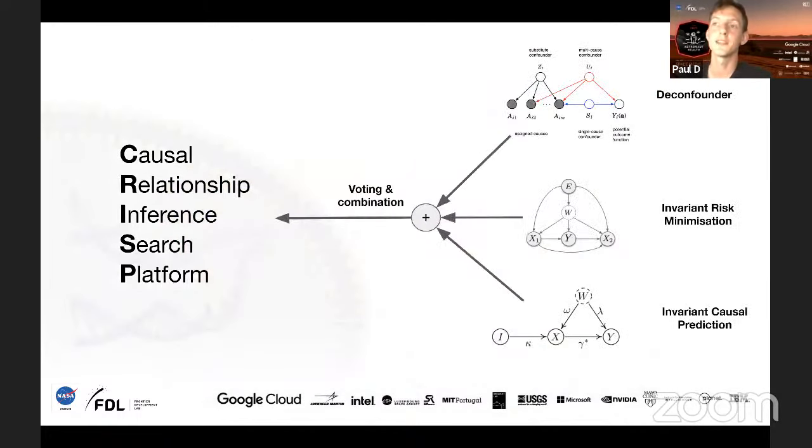So digging down into a few of the details. The ensemble of causal methods that were developed was the deconfounder method, a method called invariant risk minimization, and invariant causal prediction. So the CRISP platform would run each of these models on the data sets, and it would have a voting and a combination mechanism and provide out the most likely to be causal features to the user.